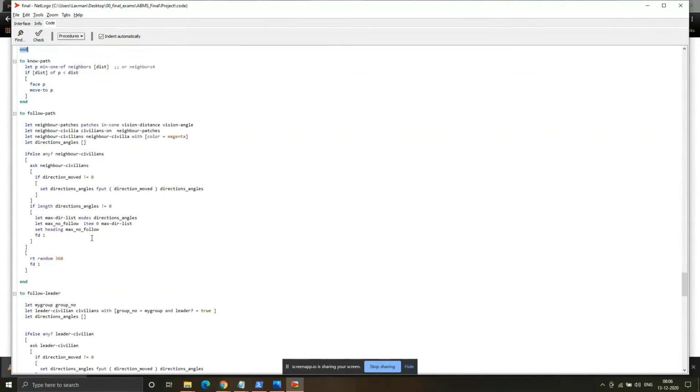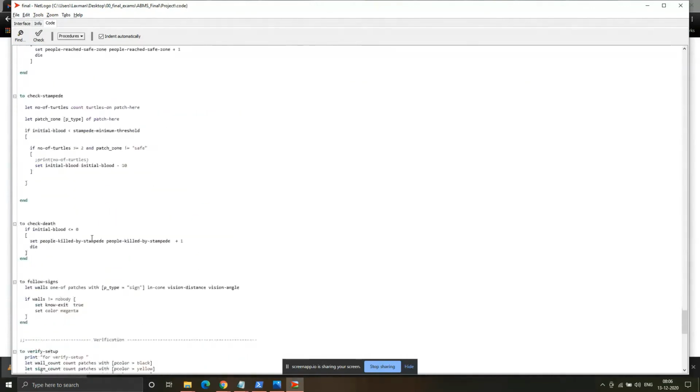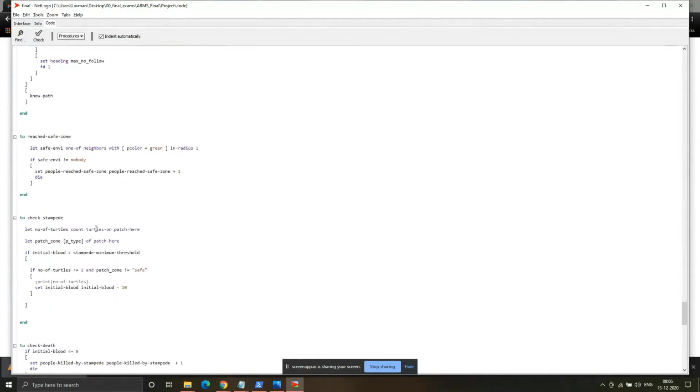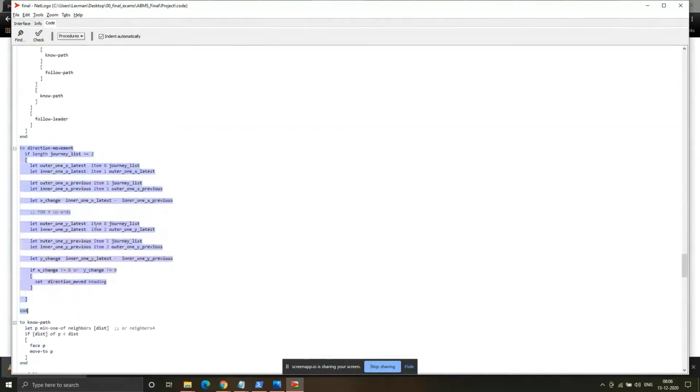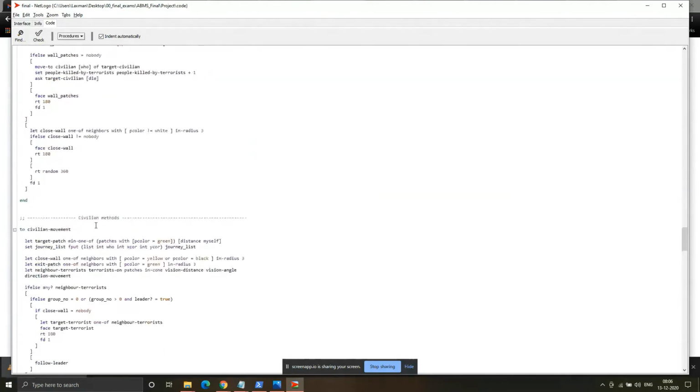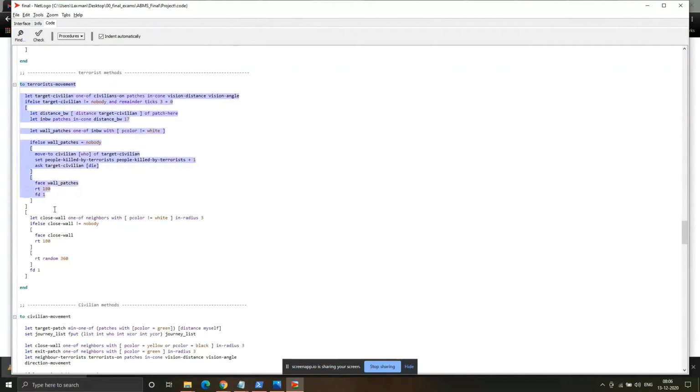And finally, I also wrote the terrorist movement, which I'll show you now. Yeah, this is the terrorist movement.